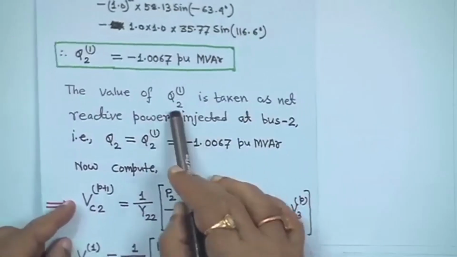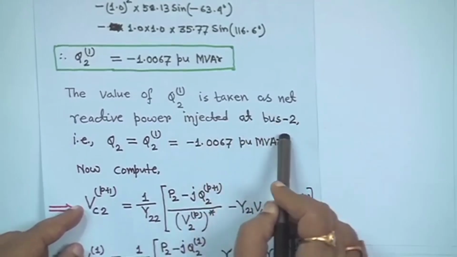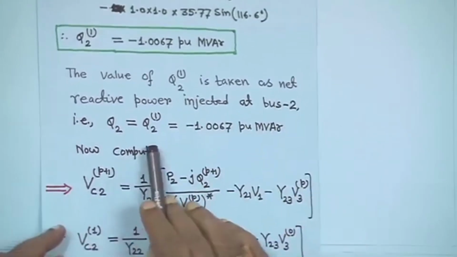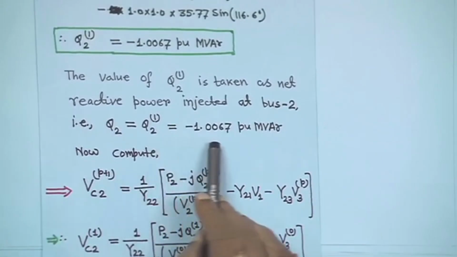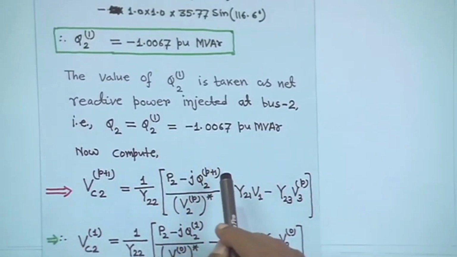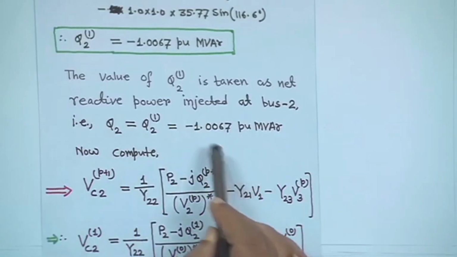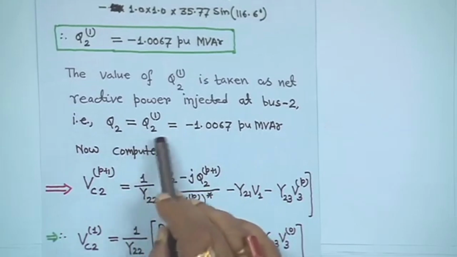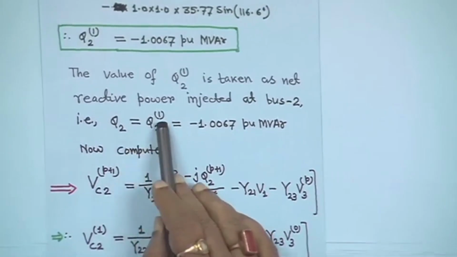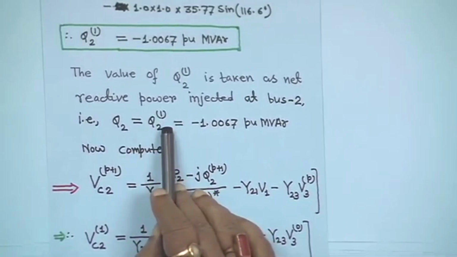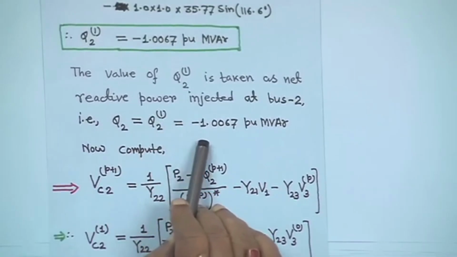Now, the value of Q2^1 is taken as the net reactive power injected at bus 2. That is, Q2 is equal to Q2^1, equal to minus 1.0067. So, first for the PV bus, we are computing the reactive power injection. Therefore, we take Q2 as this much reactive power injection at bus 2. You have to obtain it iteratively. So, Q2 is equal to Q2^1, that is the Q2 value in the very first iteration. I hope you are understanding this.